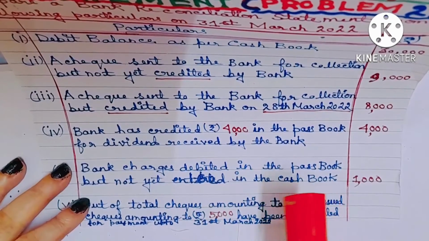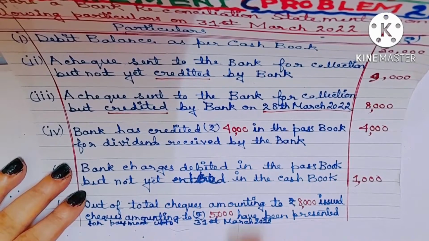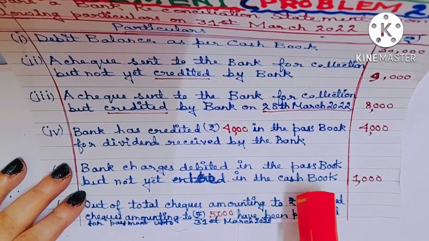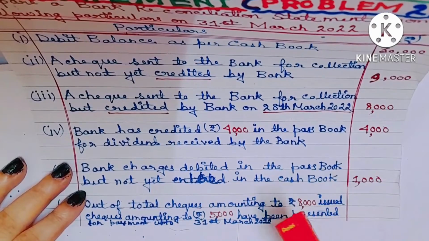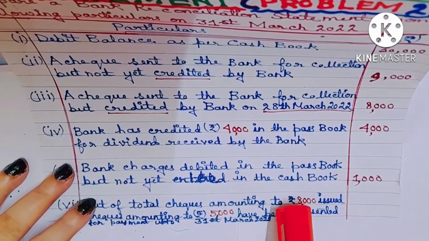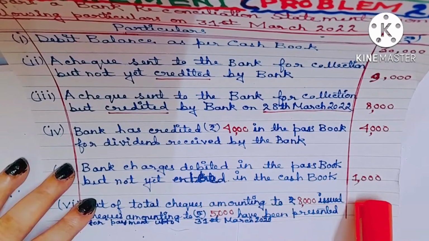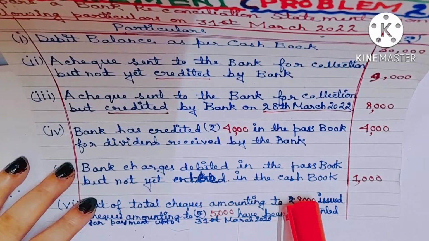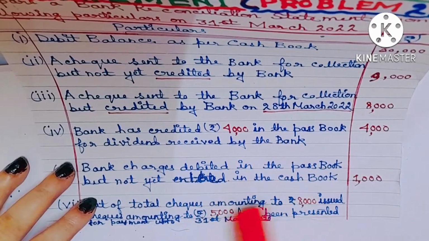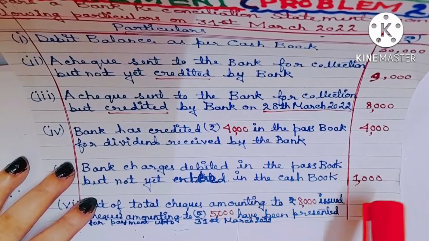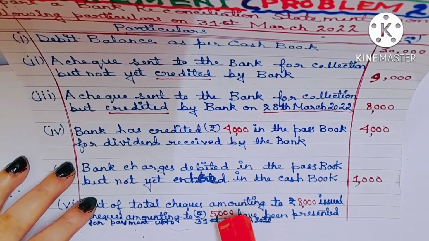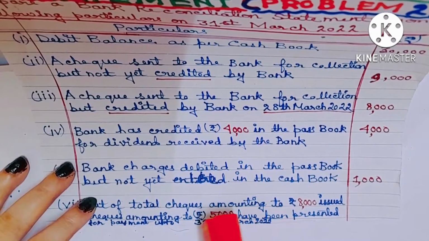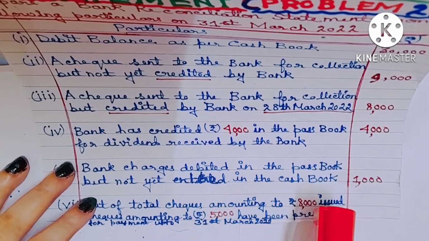Whereas businessman has recorded 5,000 as well as 3,000 in the cash book. That means businessman has recorded on the credit side or payment side in the bank column of the cash book rupees 5,000 as well as rupees 3,000. So businessman has deducted rupees 5,000 as well as rupees 3,000. Rupees 5,000 won't appear in the bank reconciliation statement. Why? Because both of them has deducted within 31st March 2022.